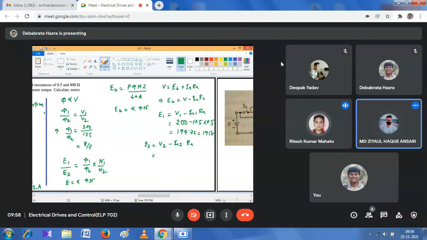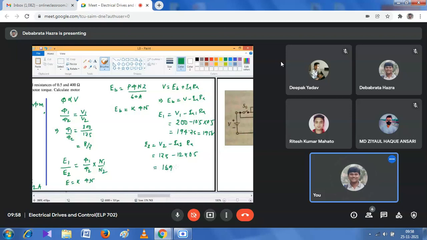169, sir. 169. And what is the value of V2? 175. And what is the value of IA2? It is 12, and this is 12 into 0.5. So this should be 169 volts.